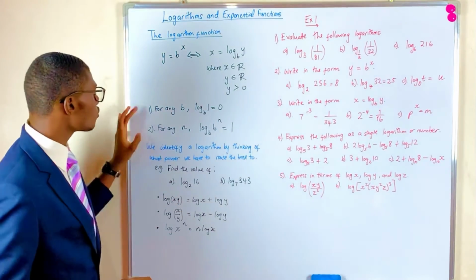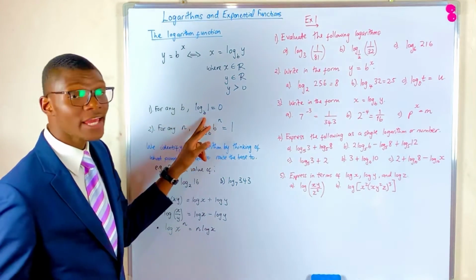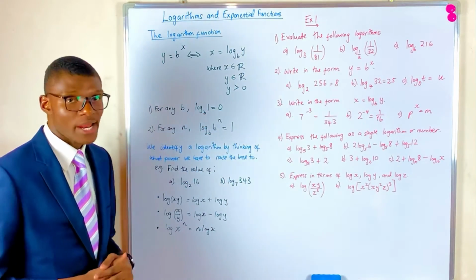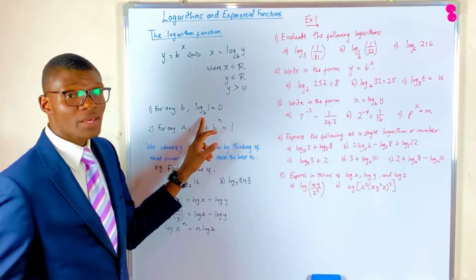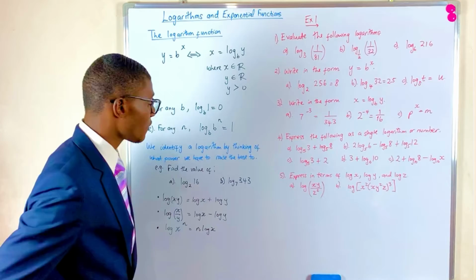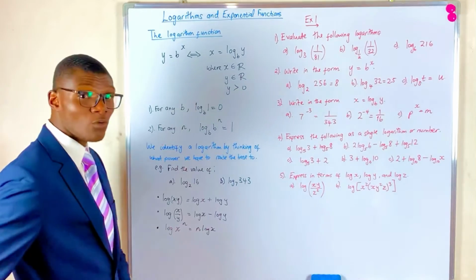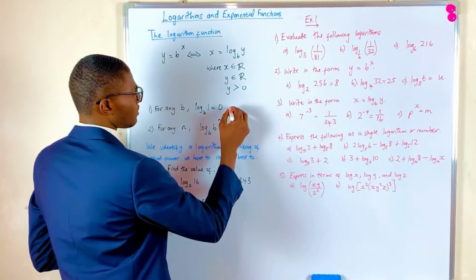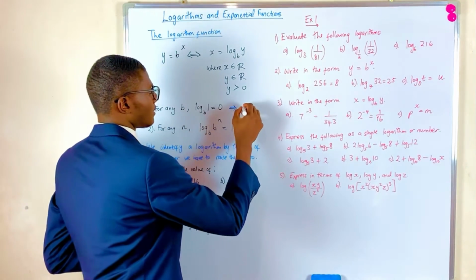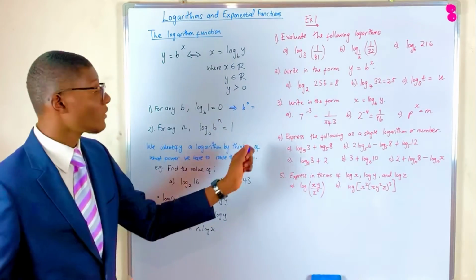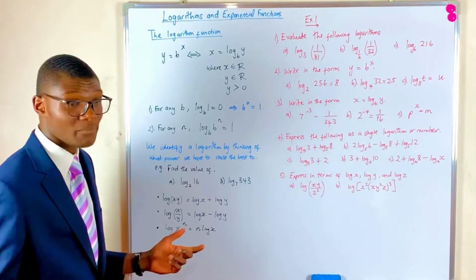And these are two important results that you have to know. For any base, if we say log to base b of 1, we get a 0. Why do we say this? Let's try and convert this back to exponential form, or index form. This would be b to the power of 0, but we know that b to the power of 0 is simply equal to 1. So this result, we have to remember it.